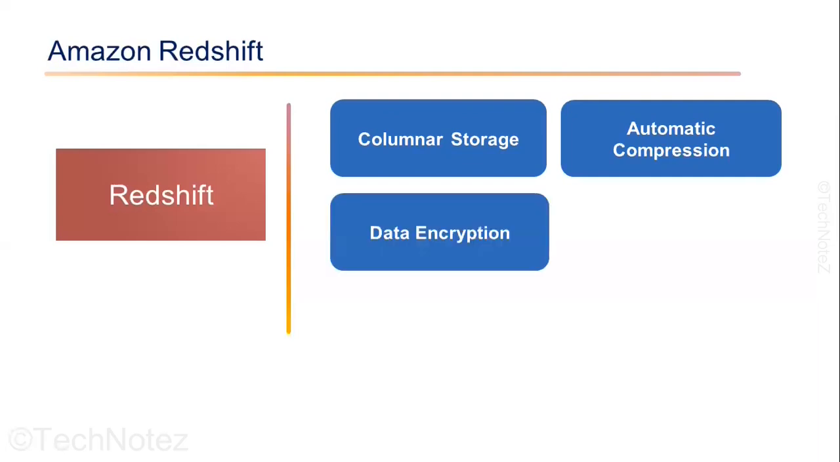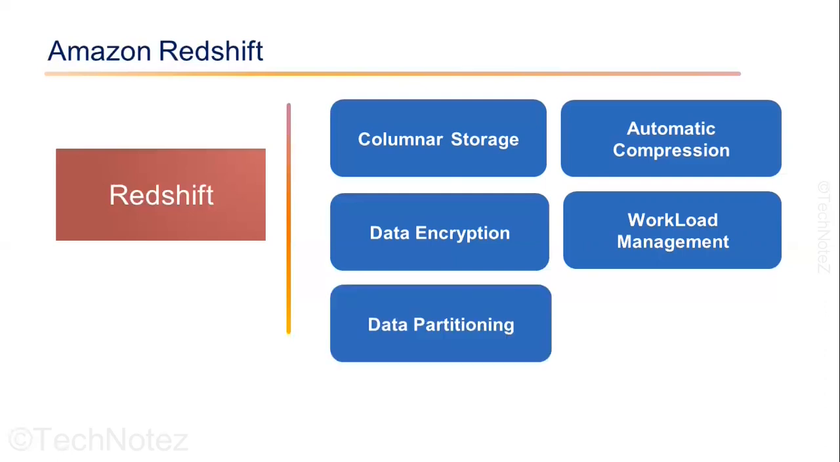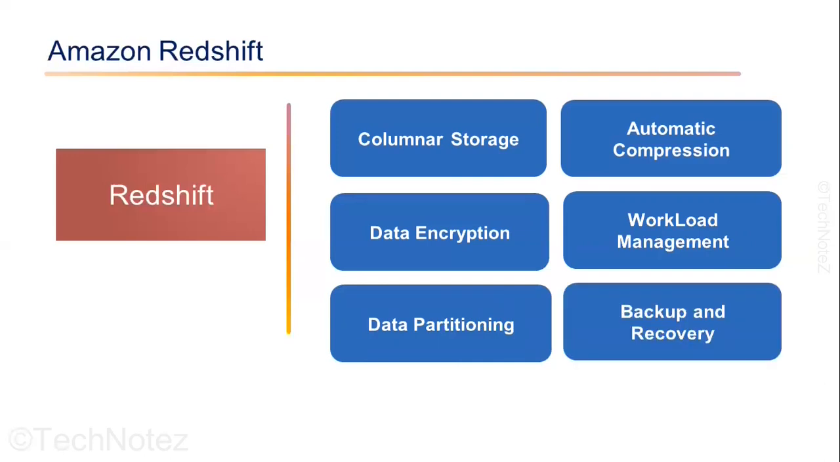Data encryption. Redshift provides end-to-end data encryption, including data at rest and in transit. Workload management. Redshift provides workload management features such as query queues and concurrency scaling to manage large and complex workloads and improve the performance. Data partitioning. Redshift automatically partitions the data based on the sort key, which improves the query performance by reducing the amount of data scanned. Backup and recovery. Redshift provides automated backup and point in time recovery to protect against data loss and corruption.